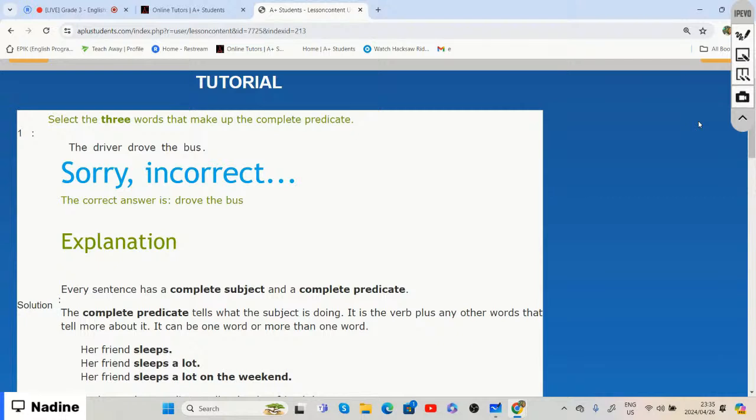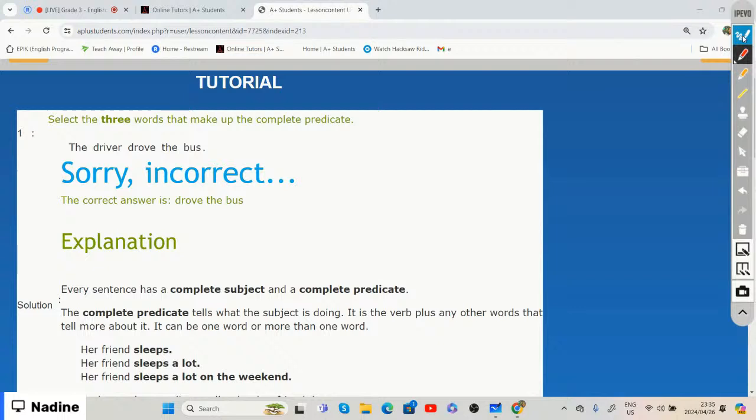All right, and if we were to select the predicate within that sentence, remember, we said the predicate can either be one word, which is the verb that shows the action, or it can be more than one word. Basically, a predicate is the verb plus any other word that tells us more about it. So in this case, it is drove, plus any other word, which is drove the bus. So well done. Drove the bus is correct.